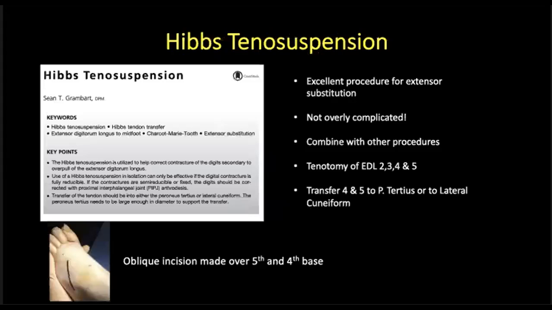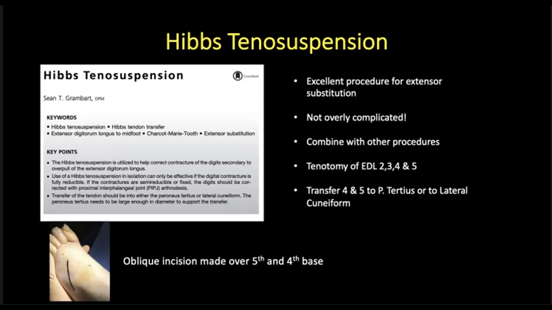Hibbs tenosuspension. This is again something that we sort of read about in school, but we never really utilize. And I think it's a fantastic procedure for your claw toes and extensor substitution patients. Sean Grambart wrote a great technique paper on this, and it's really not that complicated. Oftentimes, this is going to be combined with other procedures, but simply what you do is you make an oblique incision over the fifth and fourth metatarsal bases, more of a curvilinear type of incision. You can see the picture there at the bottom.